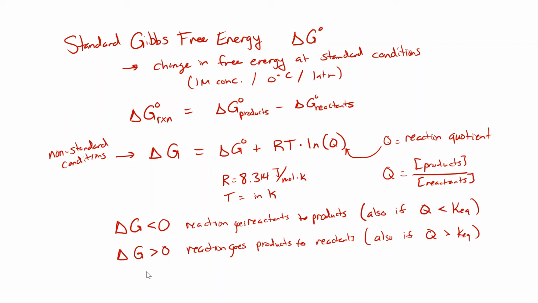The last thing here is what if delta G equals 0? Well, that's when Q equals KEQ, because that's when you're at equilibrium, right? The reaction is going neither direction when delta G equals 0, and so we're at equilibrium. What happens to Q when we're at equilibrium? Q is KEQ. So this is important because now we can make this equation even simpler.